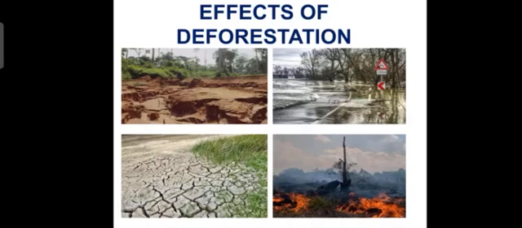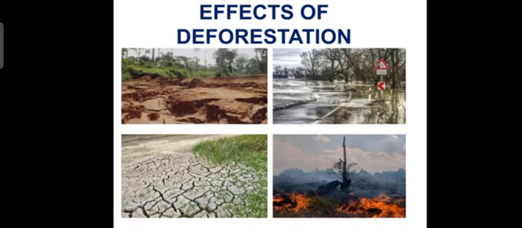Effects of deforestation. We know that trees hold the soil with their roots. If trees are gone, soil will be washed away, causing soil erosion. The first picture is showing soil erosion. Deforestation causes drought and floods. Soil loses its fertility over time, and also the water holding capacity of the soil gets reduced. That's why flood will occur.